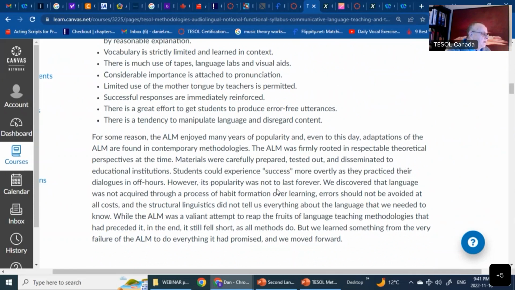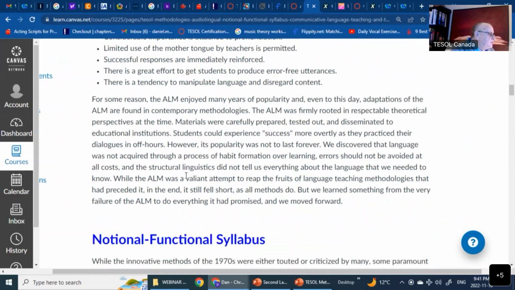However, its popularity was not to last forever. We discovered that language was not acquired through a process of habit formation or over-learning. Errors should not be avoided at all costs, and structural linguistics did not tell us everything about the language that we needed to know. While the audiolingual methodology was a valiant attempt to reap the fruits of language teaching methodologies that had preceded it, in the end, it still fell short, as all methods do.